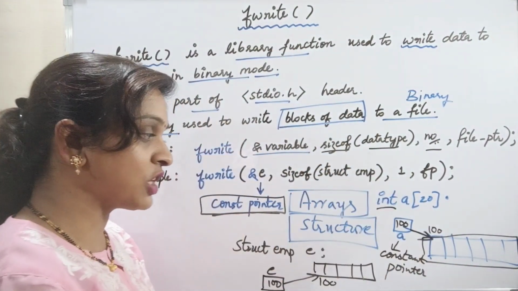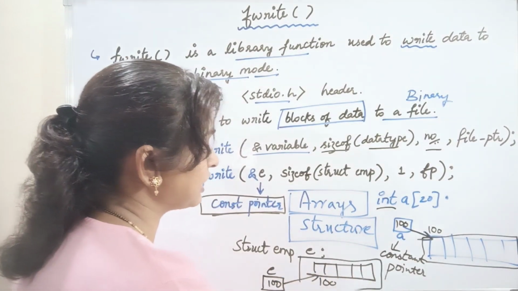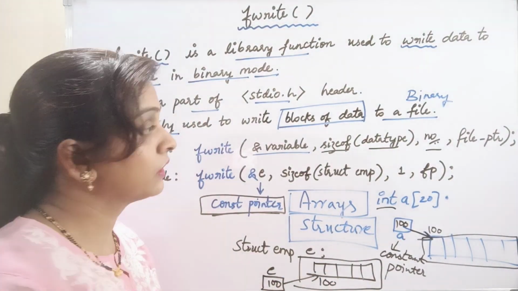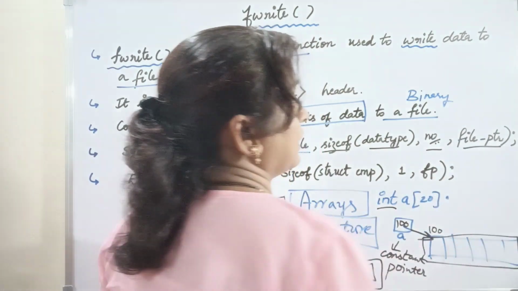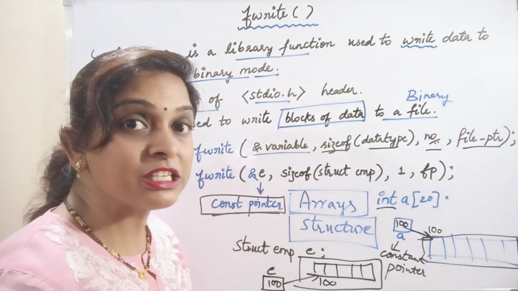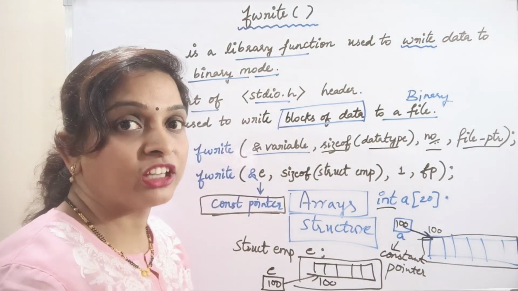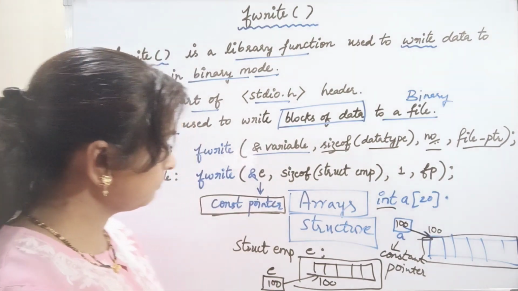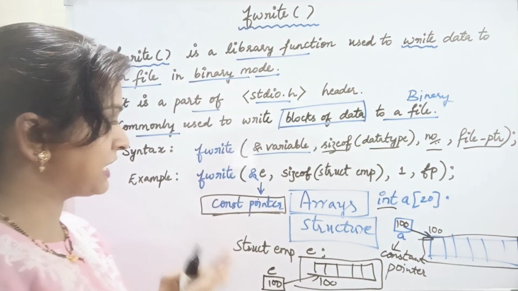If I am writing structure values, the structure representing one block of data, then to the file where I need to write, means the file pointer. The file pointer is pointing to a binary file. So let me explain this example here.